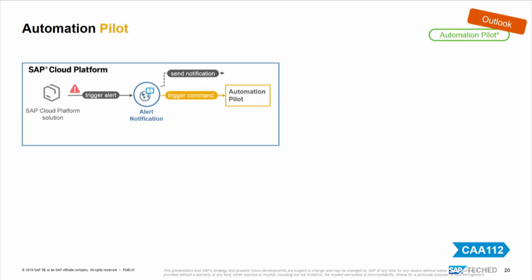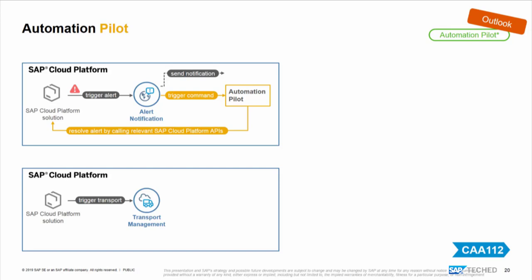So basically, Automation Pilot will provide you with means to automatically react to alerts. You will see a demonstration in a while. So whenever an alert comes, let's say I want to restart my database, this is there for you in the Automation Pilot, and you can simply say, whenever an alert comes, please restart my database.